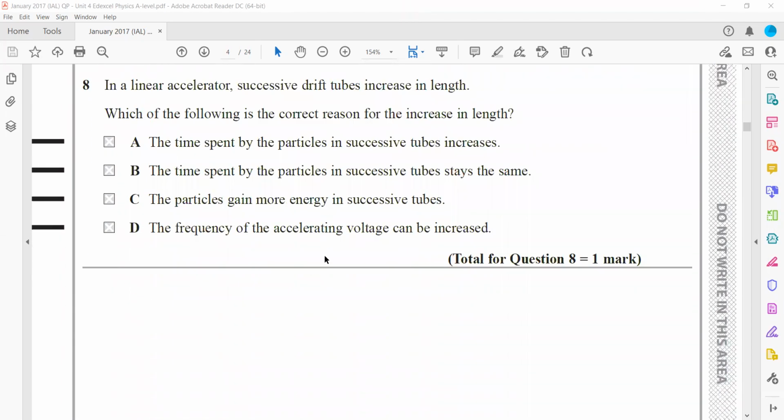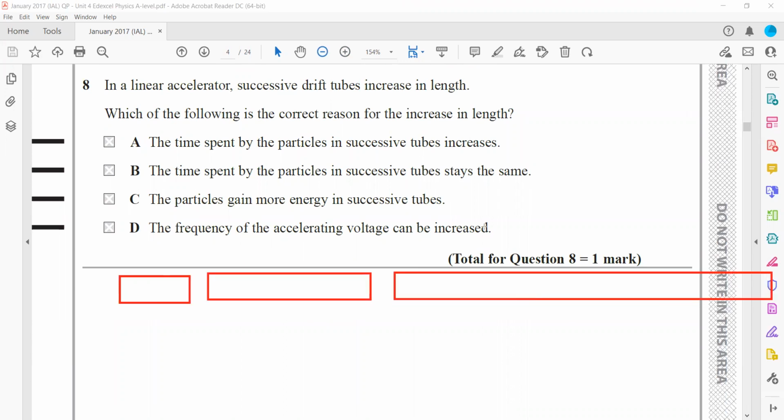Then, in a linear accelerator, successive drift tubes are increasing in length. But keep in mind that the electron takes the same time to cross each. Speed is increasing, distance increases, but the ratio between distance and speed remains constant. That's why the electron will take the same time to cross each of them.